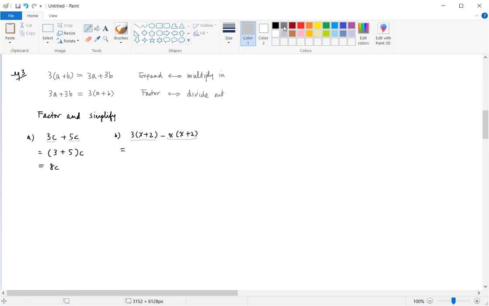Okay, so in both terms, what is common? We can take out the common factor x plus 2. From this term, divide out the bracket, you have 3 left, minus. From this term, divide out the x plus 2, then you have x left. So that's factoring.